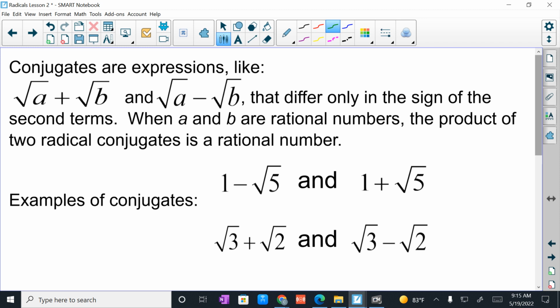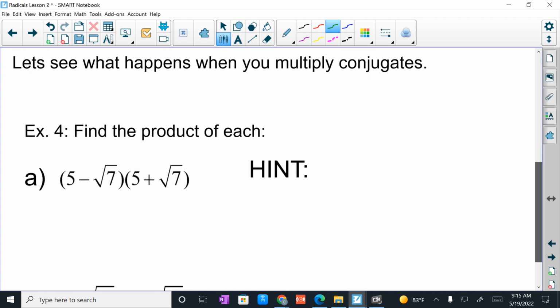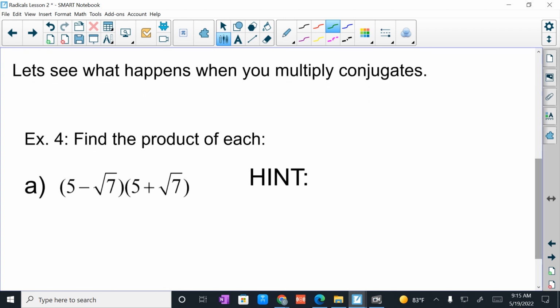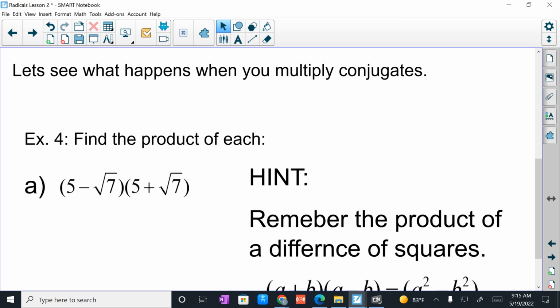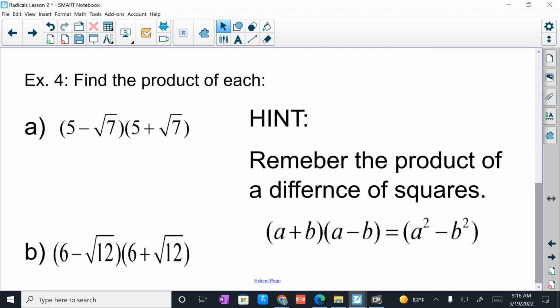Now, why is that useful? Well, guys, sometimes you have to rationalize the denominator. So that means you're going to have to multiply the numerator and the denominator by the conjugate. But I've got a little hint here. Let's see what happens when you multiply by a conjugate. If you guys remember difference of squares, when you multiply by a conjugate, guys, it's the first term squared minus the second term squared.